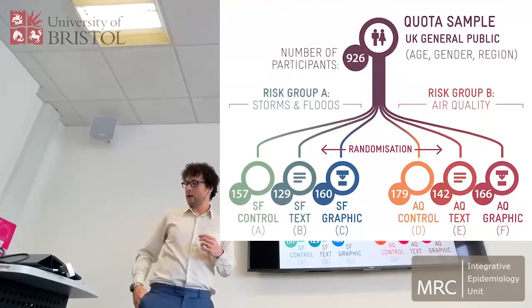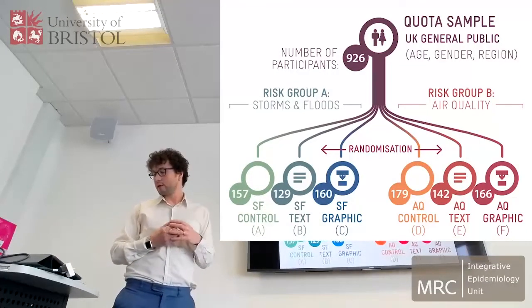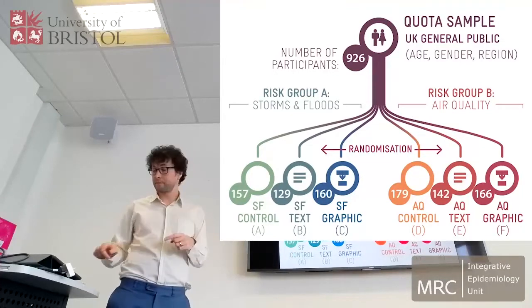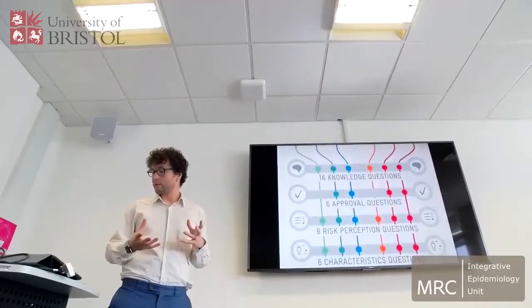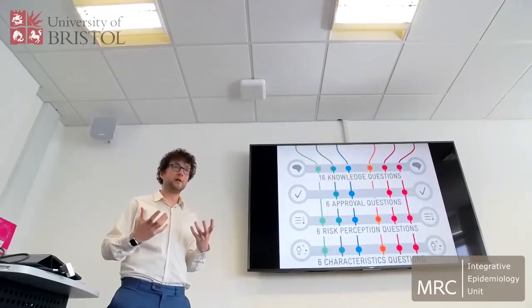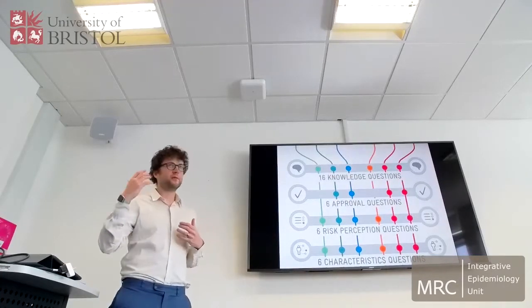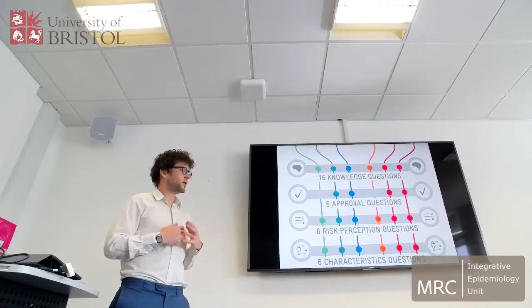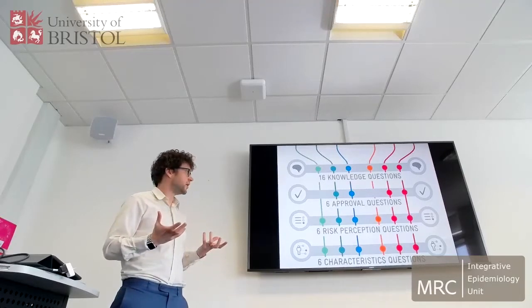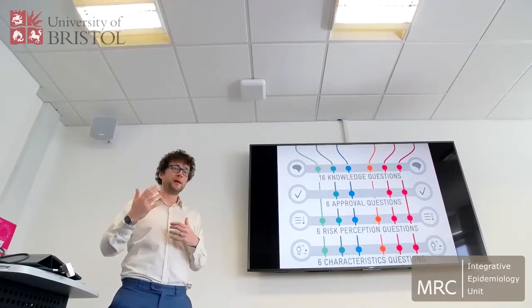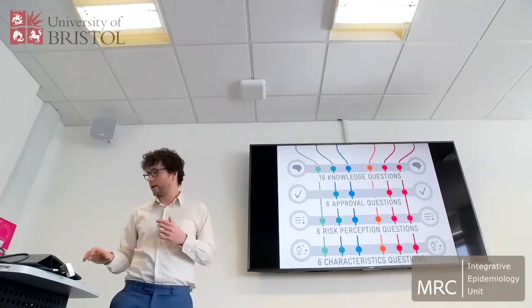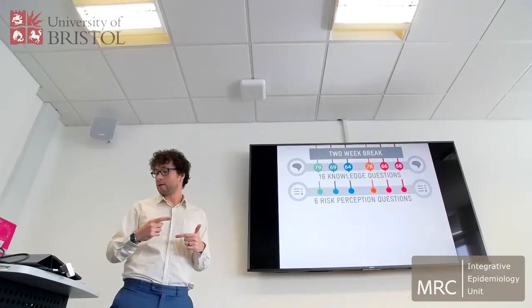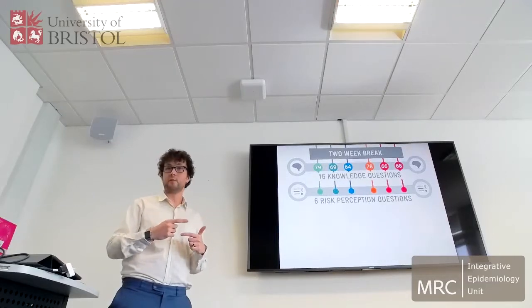About 1,000 people, split into 6 groups. They either saw nothing, a text, or a graphic. One of the two texts or one of the two graphics. And then we asked them a few questions about their knowledge afterwards. So what kind of impacts will floods and storms have? Where will it impact? That kind of stuff. Then we asked them questions about how much they liked what they'd seen, how much they thought that it would be a risk to them, and a little bit about their characteristics. Then we gave them a 2-week break and came back and asked them the same questions again, and the same risk perception questions again.